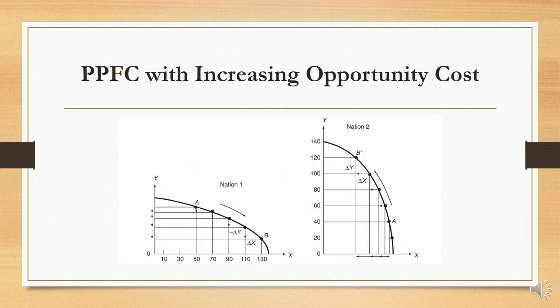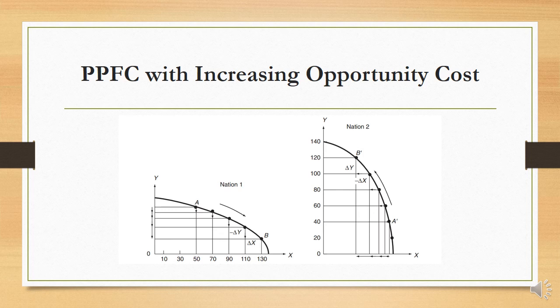Look at the production possibility frontier curves with increasing opportunity cost of nation 1 and nation 2. Number 1 is the nation 1 production possibility frontier curve, and the second one is the nation 2 production possibility frontier curve. Nation 1's production possibility frontier curve is relatively flatter as compared to nation 2's frontier curve, which is steeper.